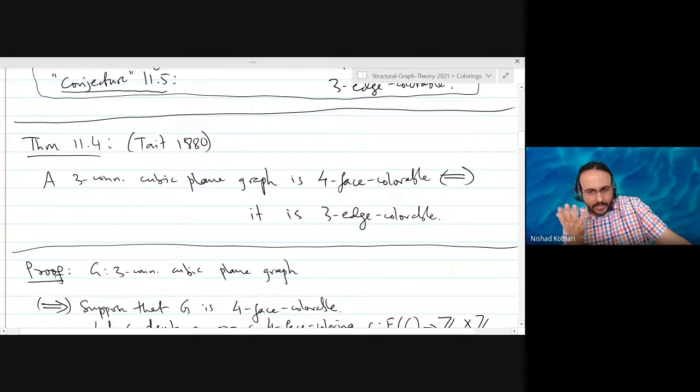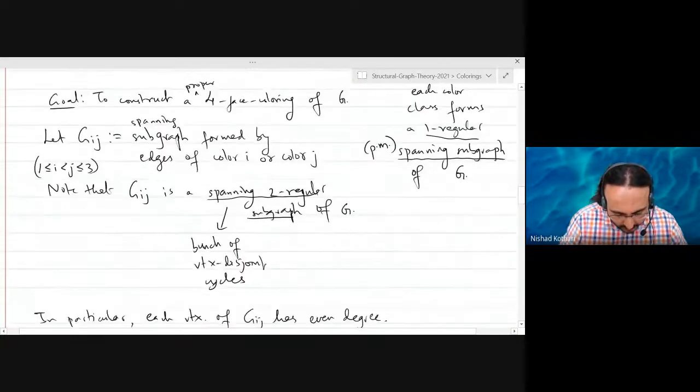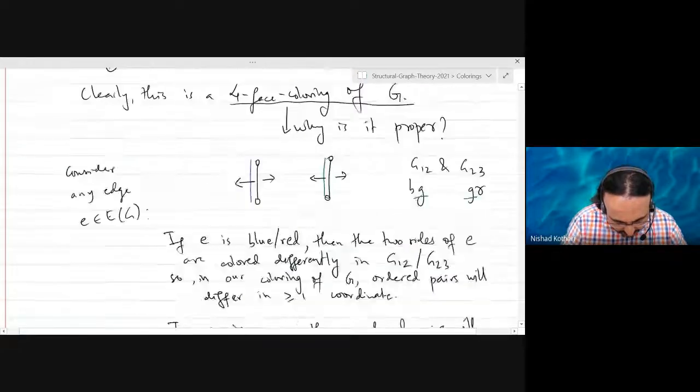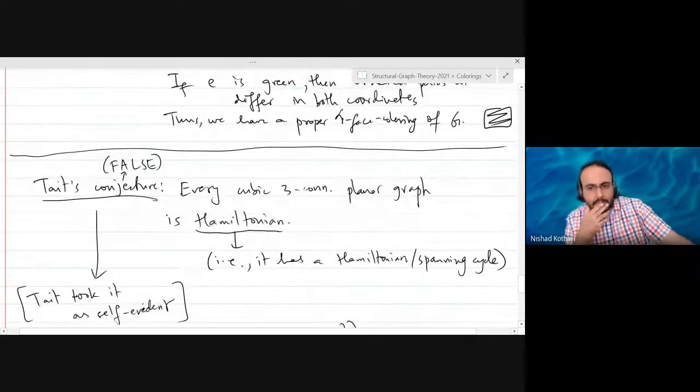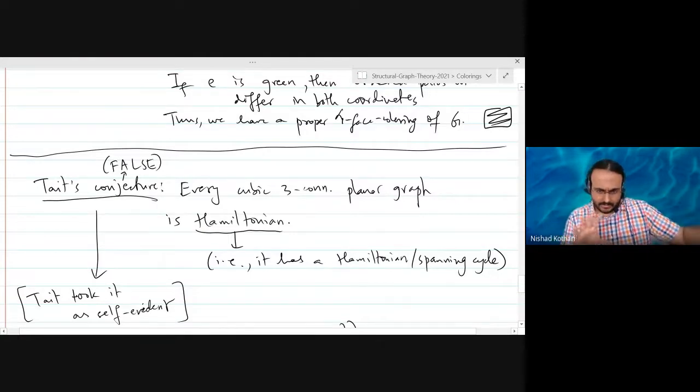Of course the question arises, is there even one perfect matching in a cubic graph? Do you need planarity for a single perfect matching, or do you not need planarity? And you might remember the false conjecture that I mentioned to you. Tate had conjectured that every cubic three-connected planar graph is Hamiltonian. What is Hamiltonian? Hamiltonian is a single cycle that spans all the vertices. It's basically a two-factor. Every vertex is degree 2, except that you want just one cycle, you don't want multiple cycles.